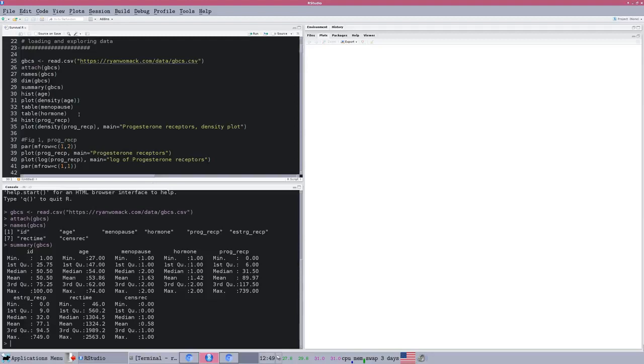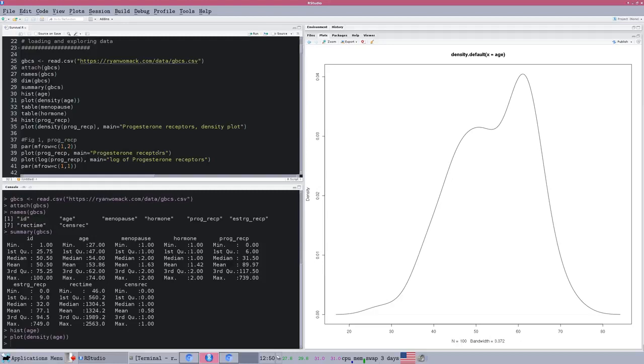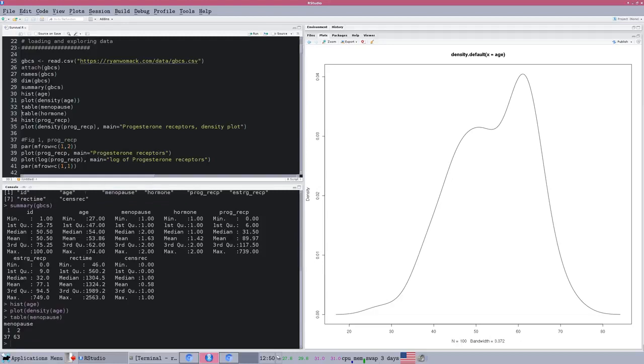Okay, so we want to explore this data a bit, and so the code walks through some visual exploration of the data. We can see the distribution of age of the subjects here are skewed to somewhat older patients, but not extremely old, reflecting the incidence of breast cancer. If we look at other things, the number of people who've gone through menopause is actually 63% of our 100 subjects because they're somewhat older.